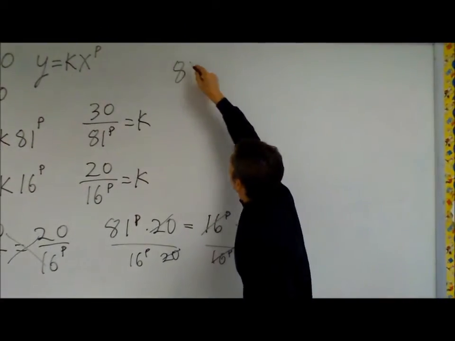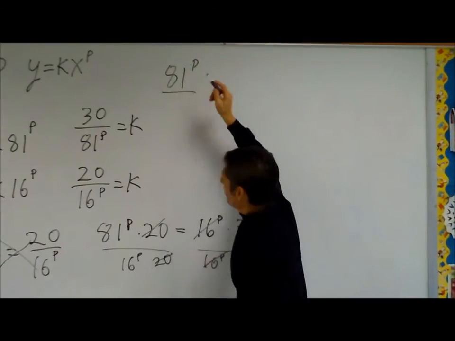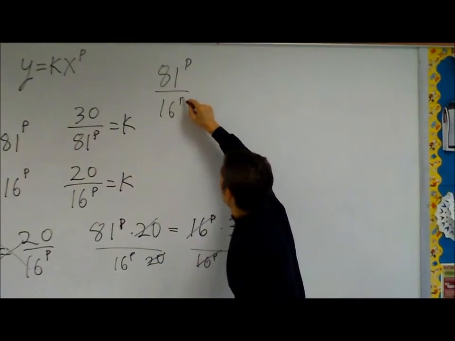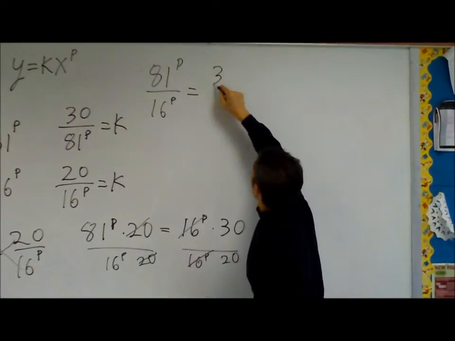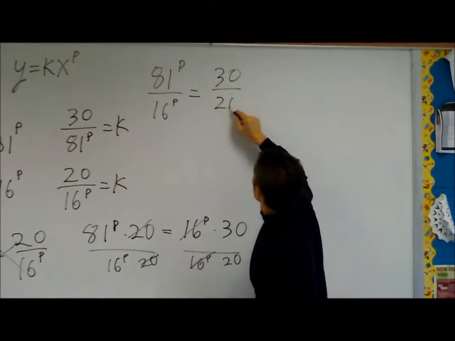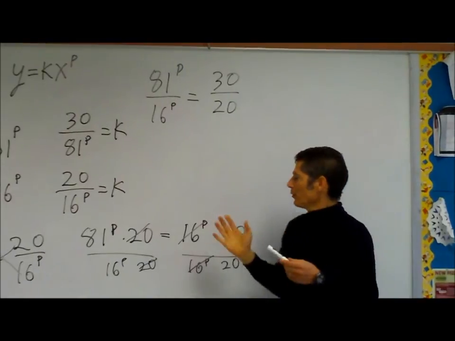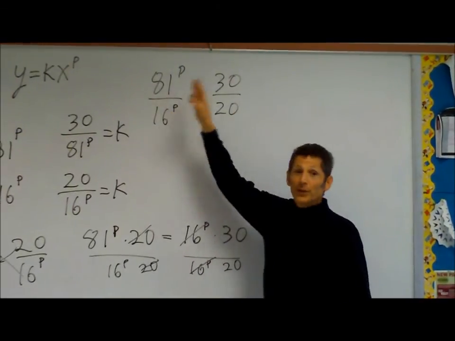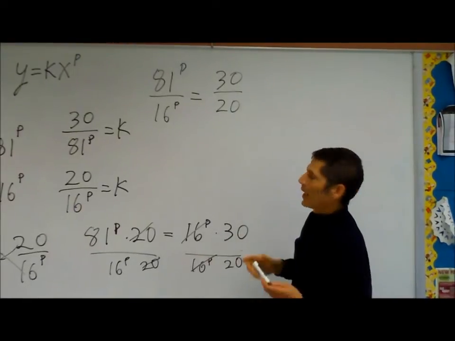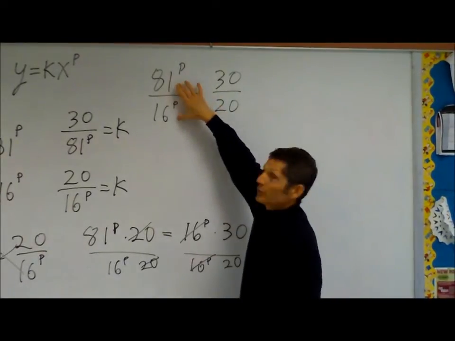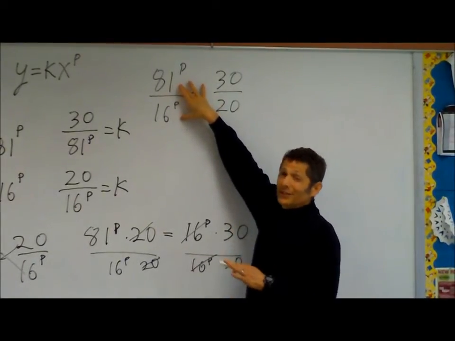All right. 81 to the p. Nothing special here. But, oops. Yeah, that's right. Right? 30 over 20. Okay. No problem. Again, nothing special about this. My variables on one side, and I got some number on the other side. Yeah, we do this all the time. Absolutely. So I'm just going to rewrite this a little bit.